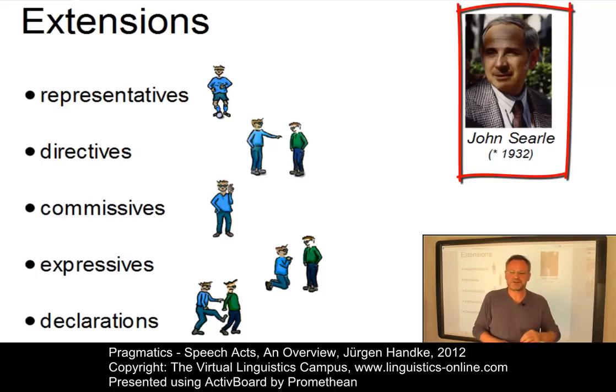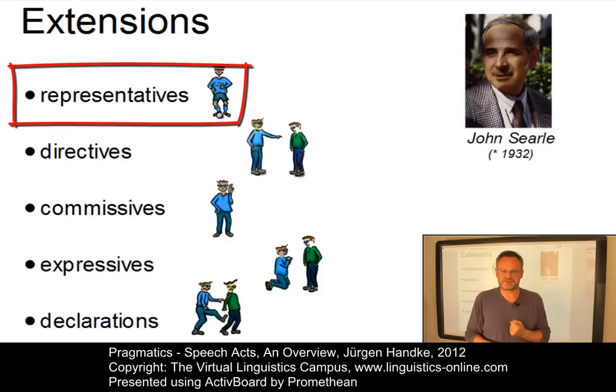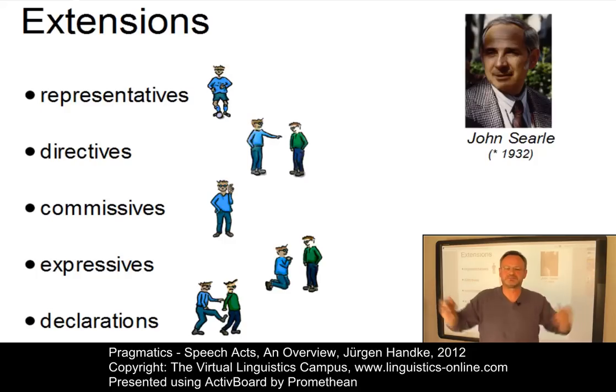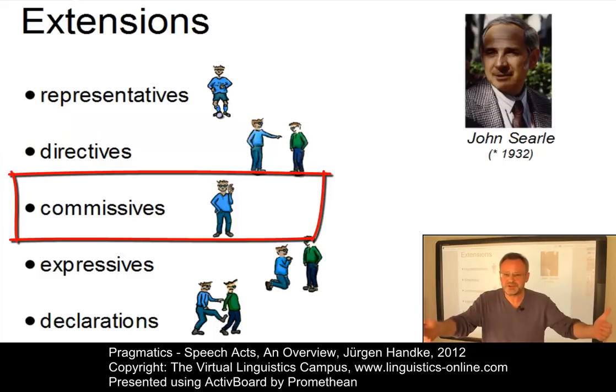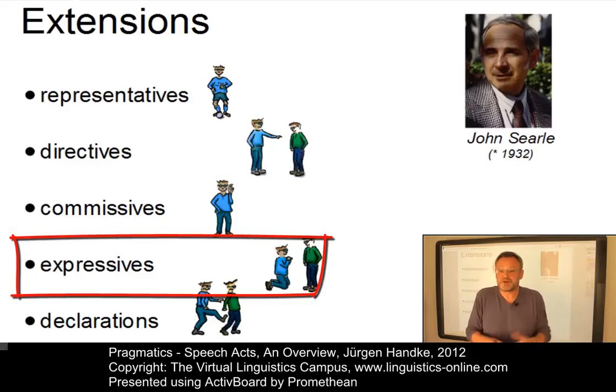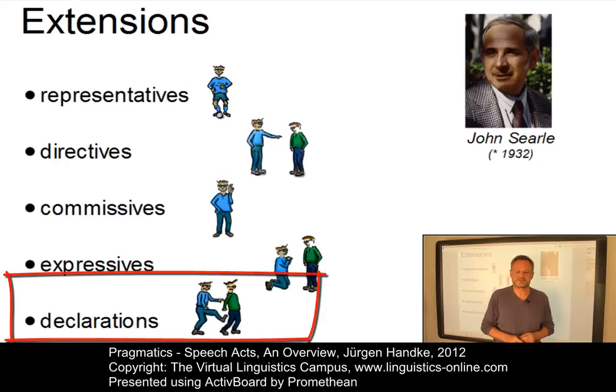He suggested that all speech acts fall into five main categories. Representatives, things such as boasting or bragging, "I'm an excellent footballer" would be such an act. Directives or commands, commissives such as promising, well, we've heard about some examples here. Expressives, emotional responses, something like, "Oh, please forgive me." And of course, declarations.